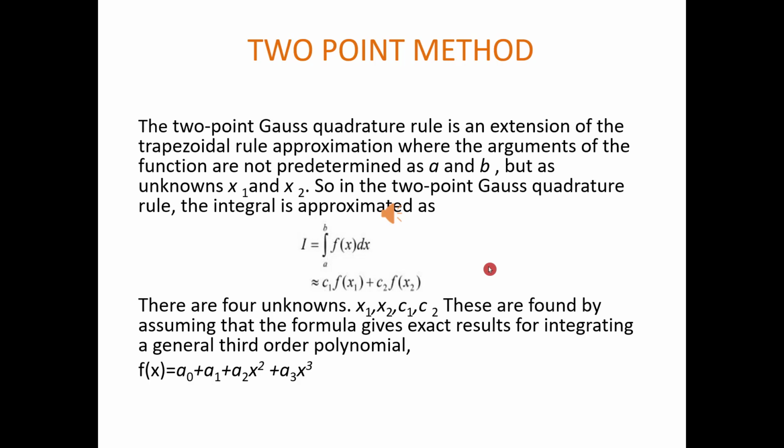So in the 2-point Gauss quadrature rule, the integral is approximated as I is equal to integral a to b f of x dx, which is equal to c1 into f of x1 plus c2 into f of x2. So here we have four unknowns, that is x1, x2, c1 and c2. These are found by assuming that the formula gives exact result for integrating a general third order polynomial, which is f of x is equal to a0 plus a1 x plus a2 into x square plus a3 into x cube.